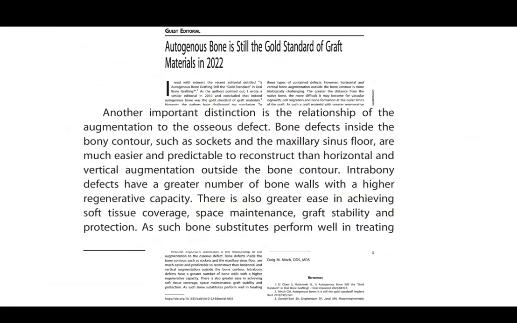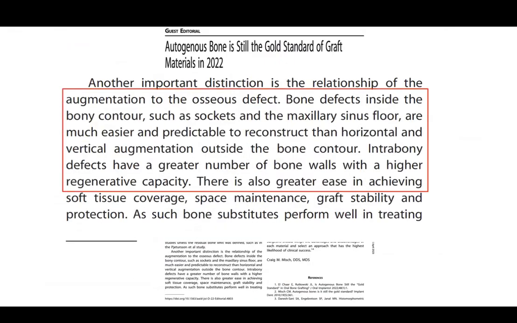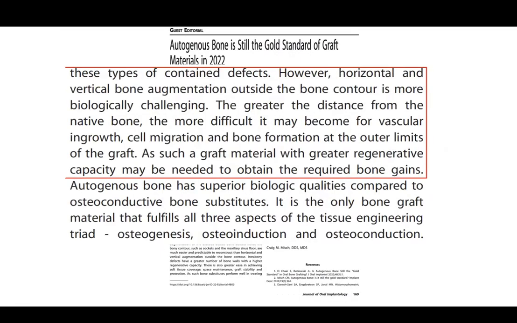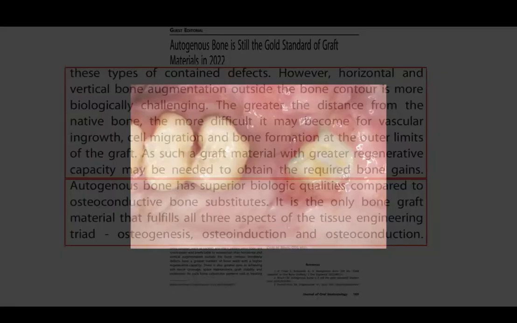He said that in a small regular defect such as sockets and maxillary sinus, it works. It's confined. Allograft works great. But when you go to a more advanced vertical and horizontal defect, then you require a more robust product like autogenous bone because of its osteogenesis, osteoinduction, and osteoconduction. So for that, I'm going to show you this case.